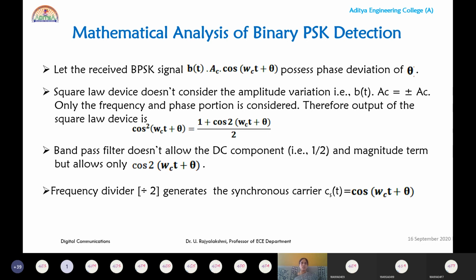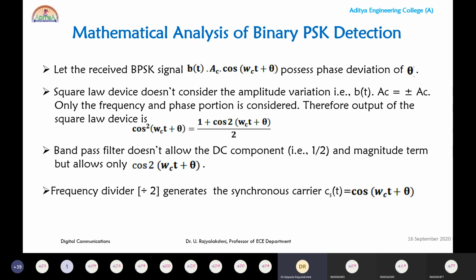What is the first step? We have assumed the received BPSK signal form as b(t) Ac cos(omega_c t plus theta). What is theta? Theta is the introduced phase deviation due to the noise present in the channel.